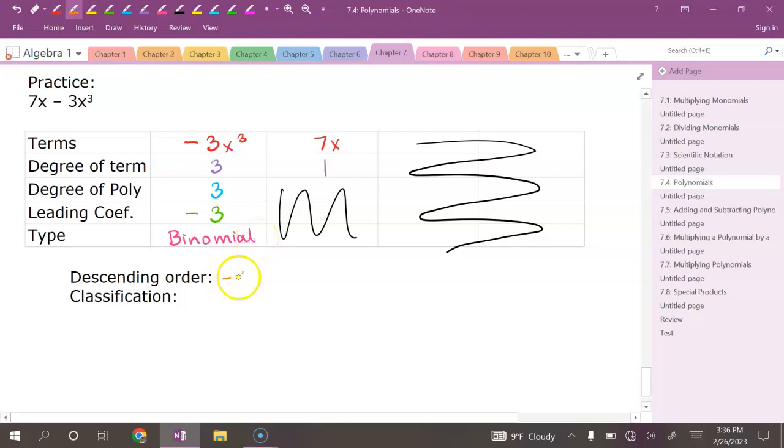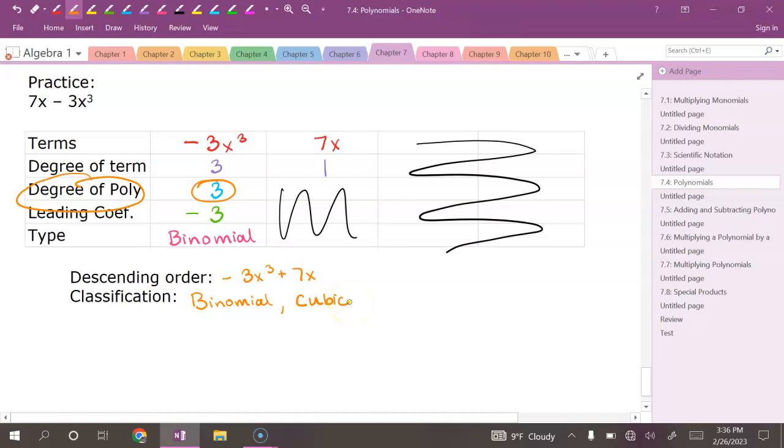Descending order would have been negative 3x to the third plus 7x, and I would have called this a binomial. And then degree of the poly is the other name that we need, which is still a 3, just like the last practice problem, so you should have also called this cubic.